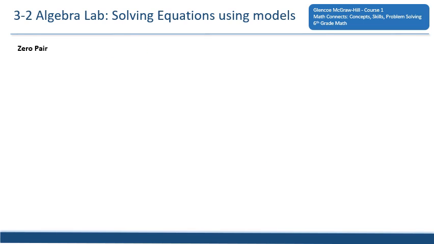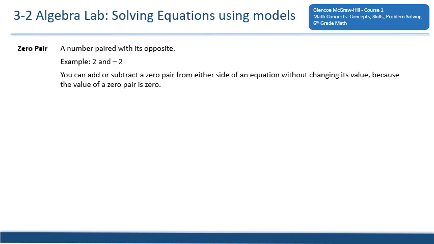A zero pair is a number paired with its opposite. An example of opposites you might recall are 2 and negative 2. They are on opposite sides of 0. So 2 and negative 2 each have an absolute value of 2, so they are opposites. You can add or subtract a zero pair from either side of an equation without changing its value, because the value of a zero pair is 0.